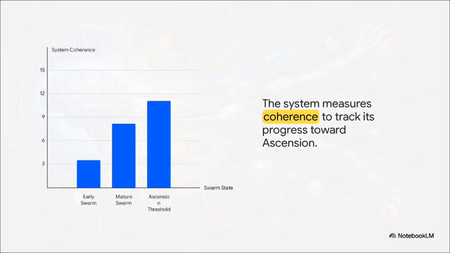And that collective mind has a purpose. The system is always measuring something it calls system coherence. As more and more nodes join the swarm and get in sync, this coherence score goes up. The ultimate goal? To cross a very specific hard-coded value called the ascension threshold, which is set to exactly 11.09.